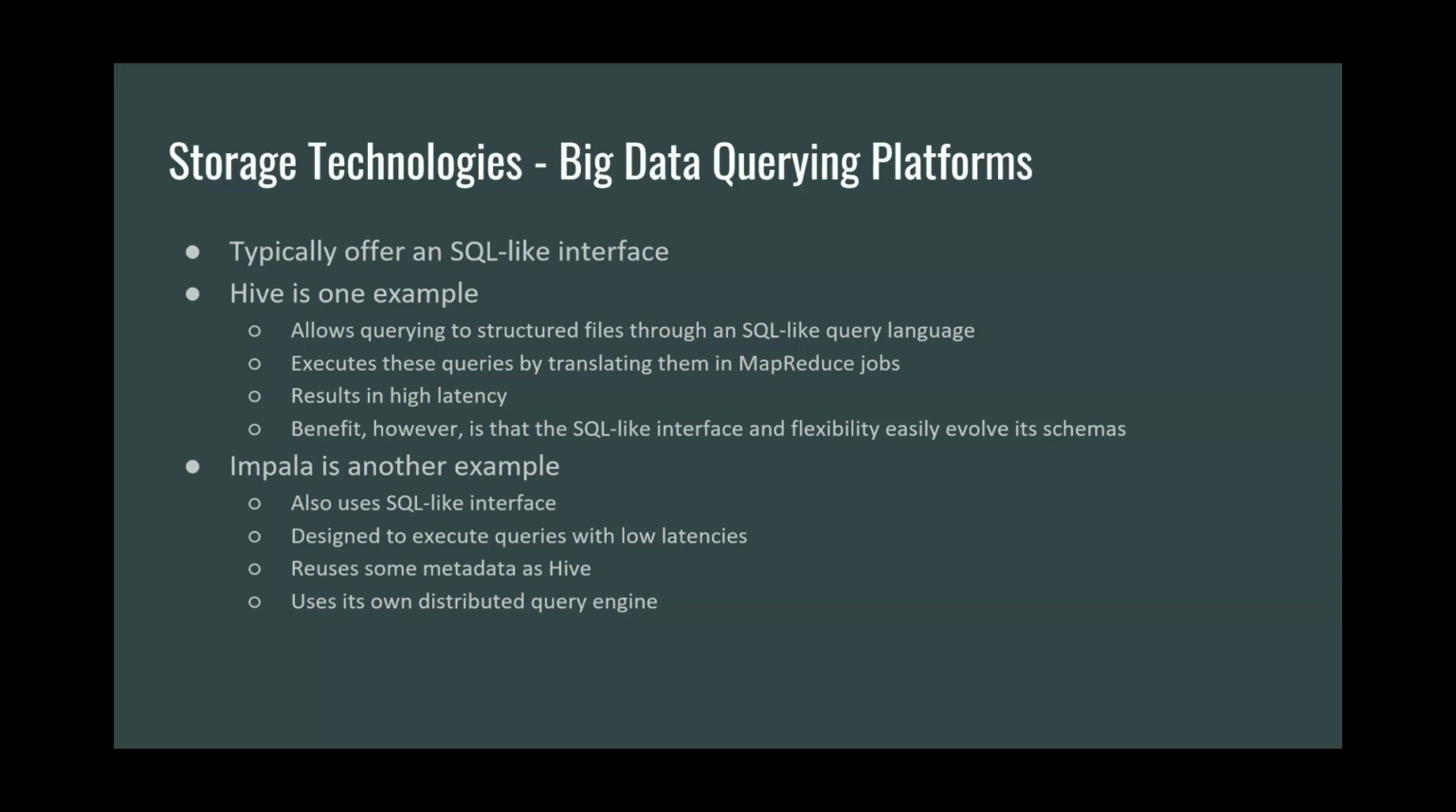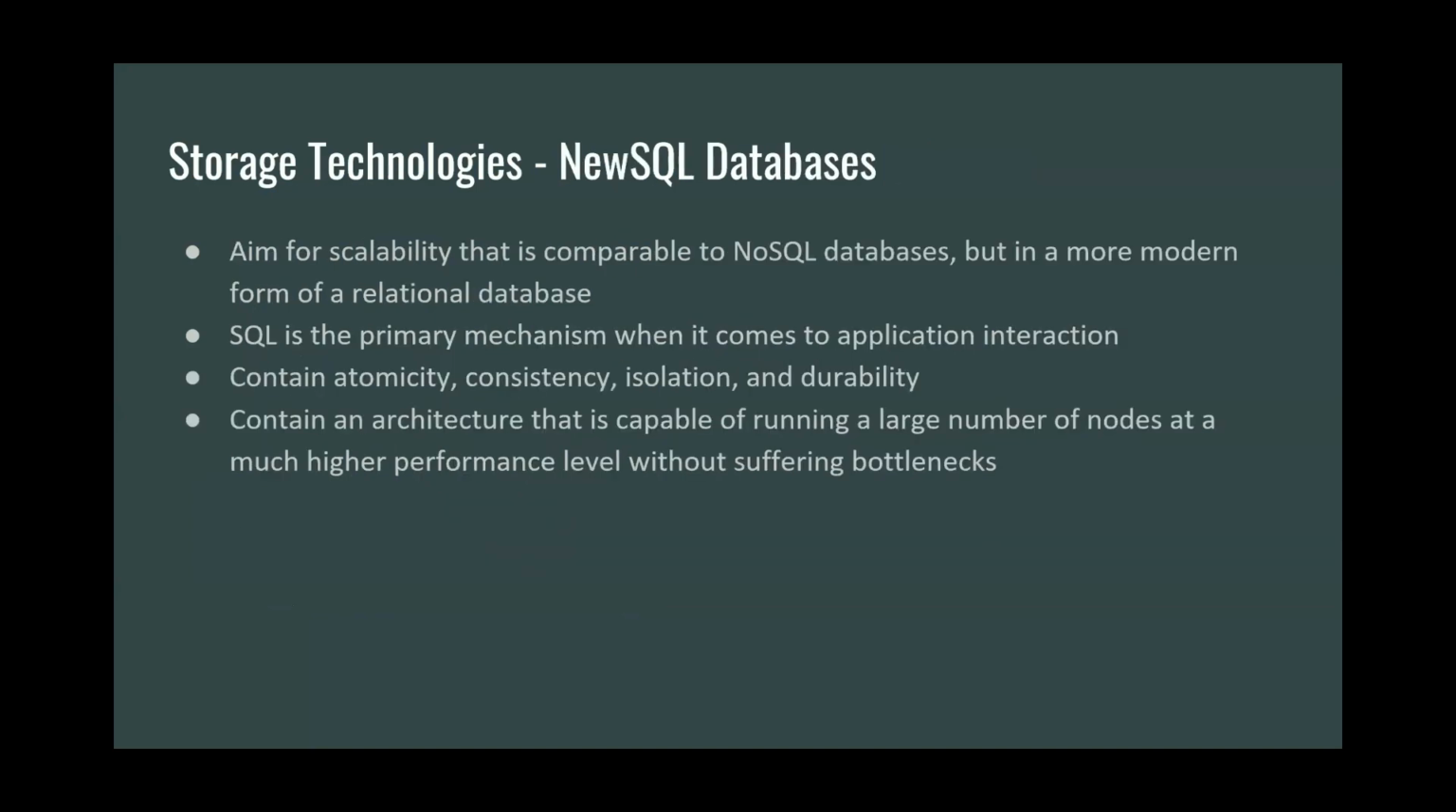Executing queries and translating them into MapReduce. This is in Hadoop. And the benefit of that is it is flexible and gives you the opportunity to deal with varying types of data. Another example is Impala. Again, most of those you can actually download and see what they offer.